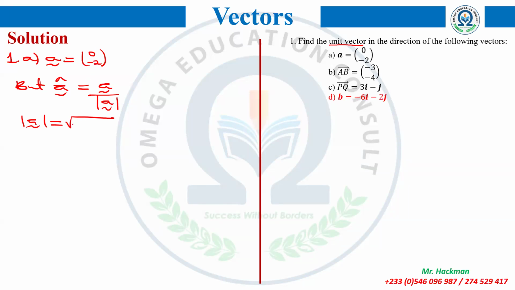It is the root of your x component squared, so 0 squared, plus your y component, which is -2 squared. Which gives us the root of 0 squared, which is 0, plus 4. So that's going to give us 2. It's a magnitude, so don't forget to attach it. Is my point well made?